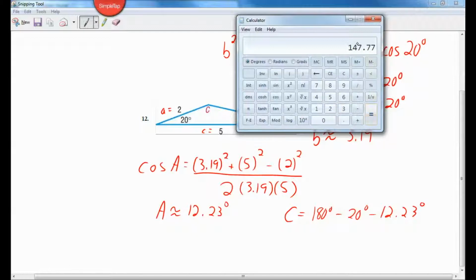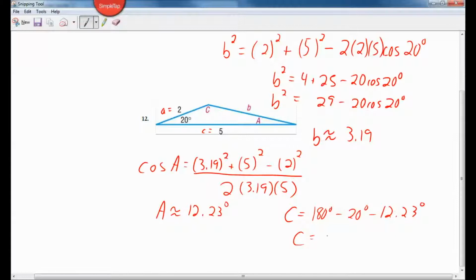All right, so I got 147.77 degrees. And so I've solved for all of the missing values of the triangle. All right, so this was an angle side angle triangle.